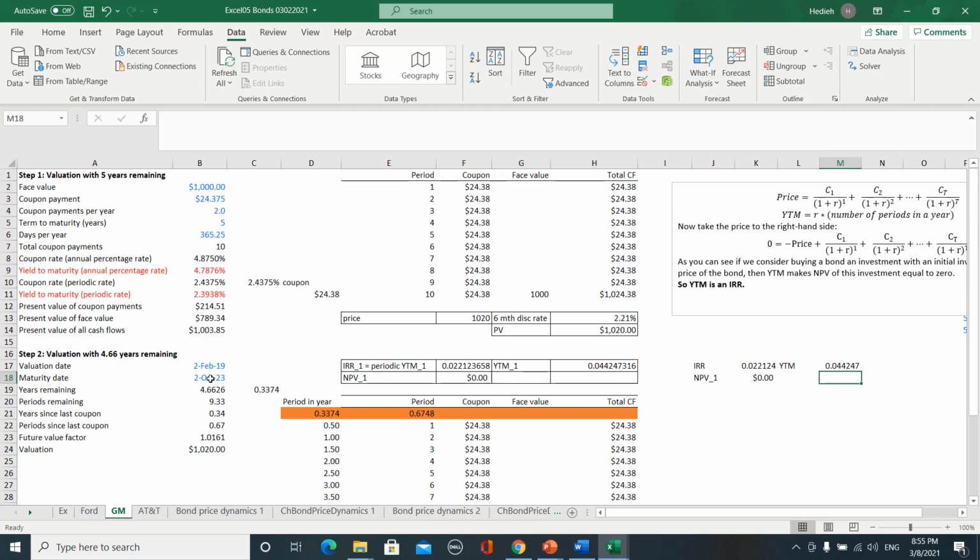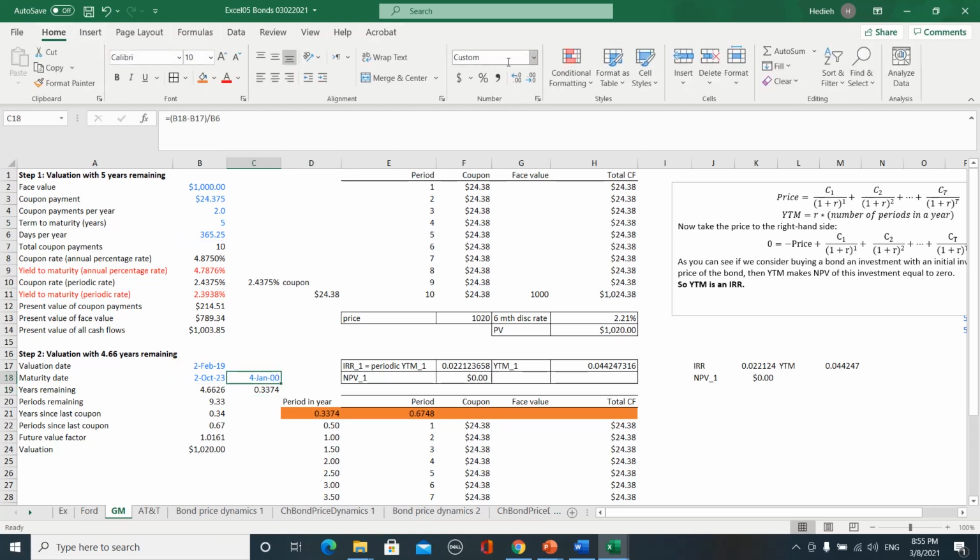In order to find how many years remain till maturity, just find the difference between these two dates and divide it by the number of days that you have in a year. Here we are assuming we have 365.25 days per year, and click enter. So this should give you a number. Let me format it as a number. Okay, so this is a number, 4.66 years. So you know that 4.66 years is left till maturity.